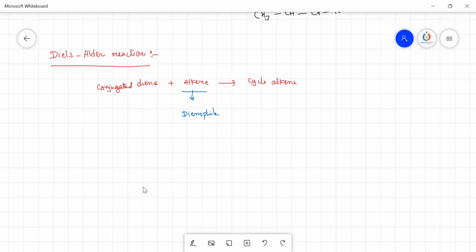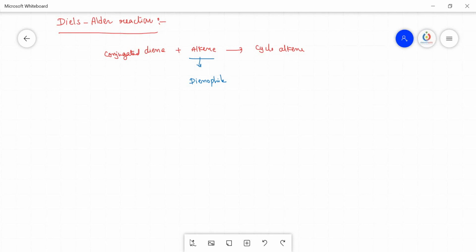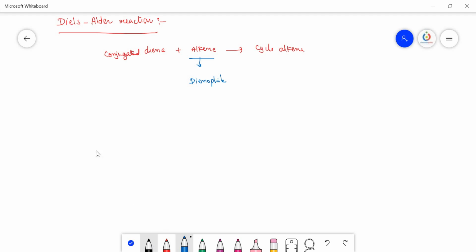Let us see some of the examples. This is a simple Diels-Alder reaction. I will take examples of this reaction. First one is, we just take CH2 double bond CH, single bond, CH double bond CH2.